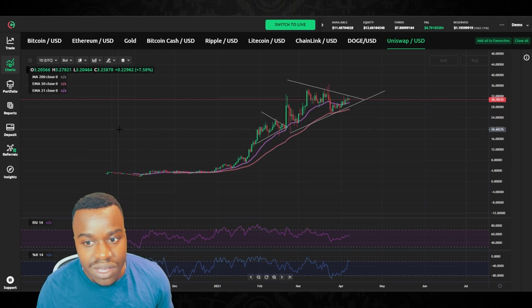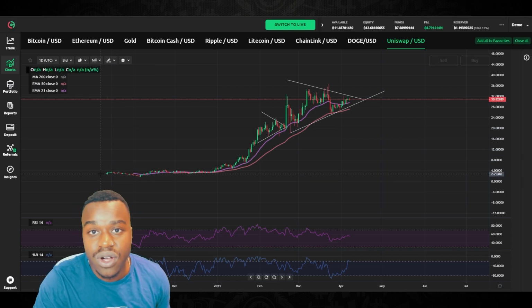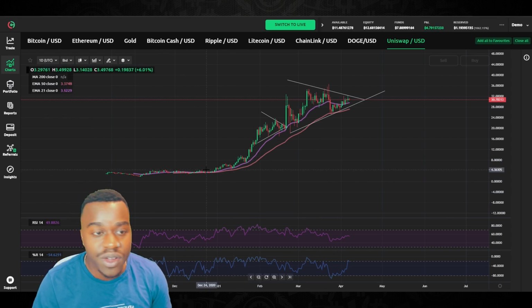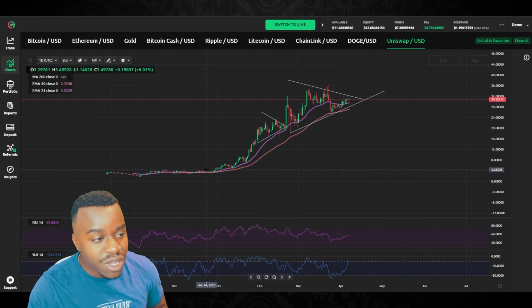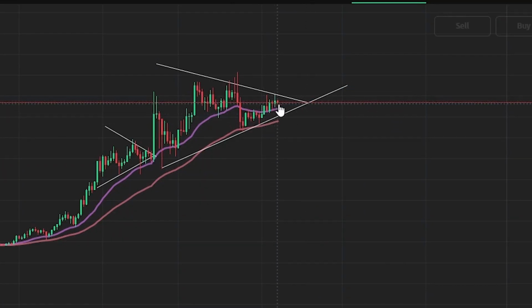I remember when I got my Uni airdrop back in 2020, price was all the way back down here at about $2 or so. Now looking at this chart, price action has been one of the top performing cryptos in the past 6 months. No doubt about that. It's sitting right now in that $30 range. It's looking like it wants to continue to the upside.